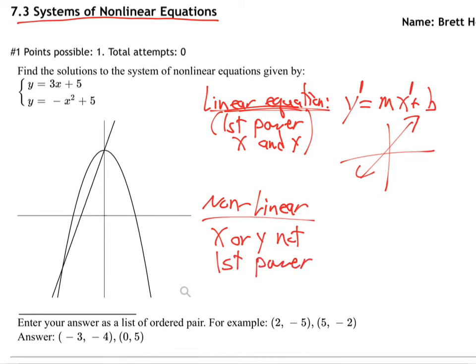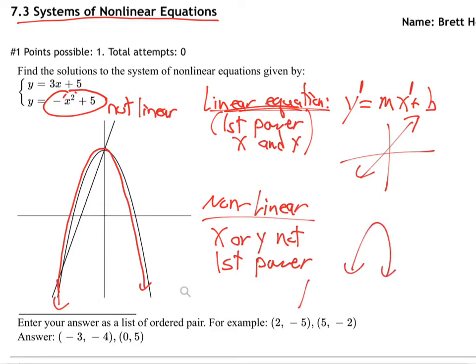So for example, this equation is not linear. And the graph is this upside down U shape, what we call a parabola. So like if you have y equals minus x squared plus 5. Whereas this other equation is linear. So what they're giving us in this problem, the first equation is linear.